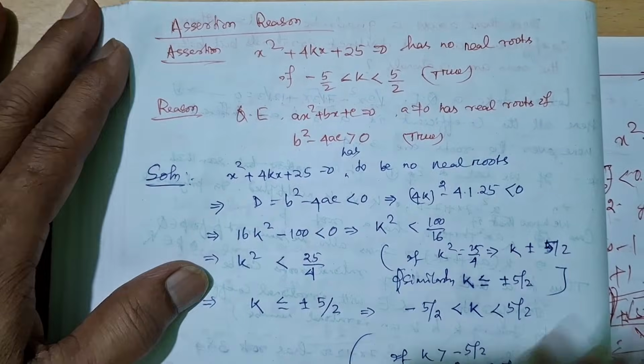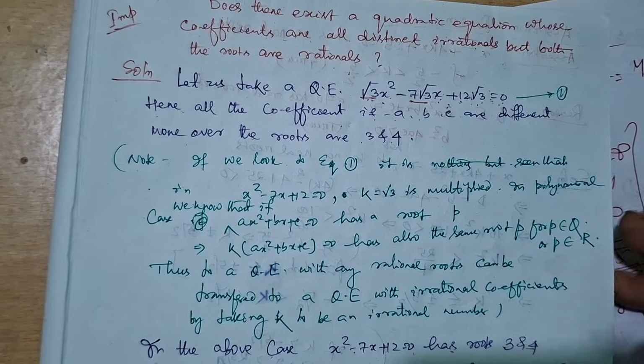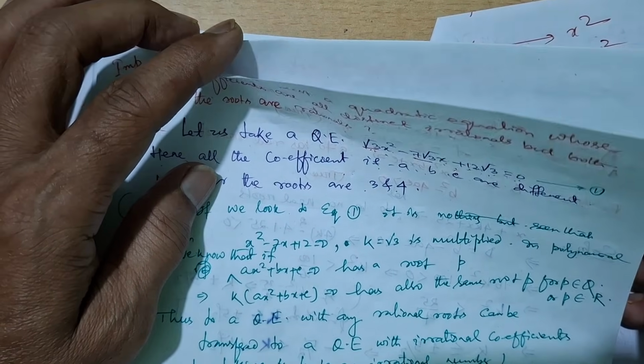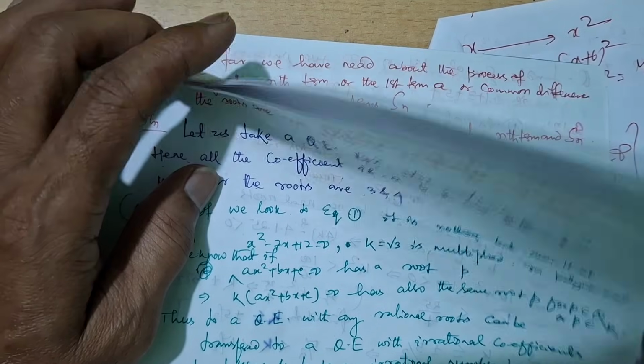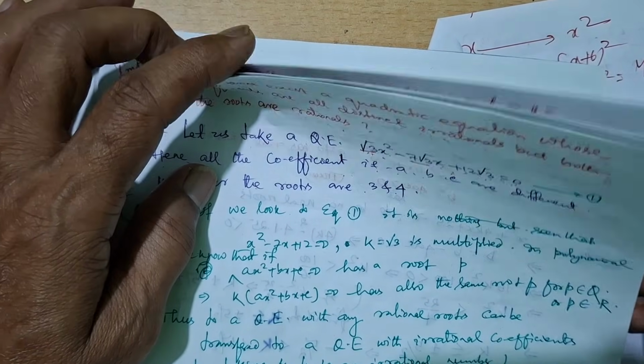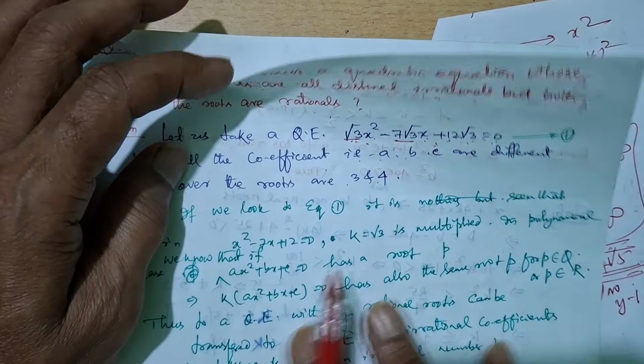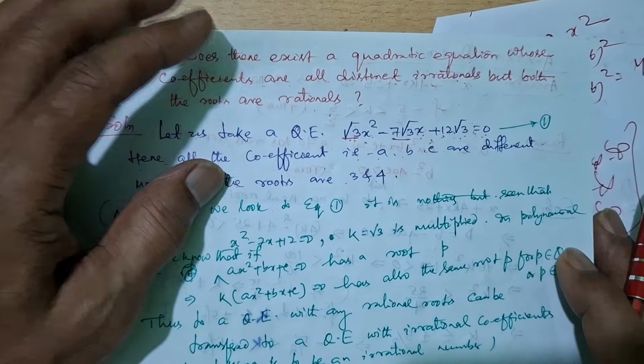Now, the assertion and reason questions I have taught you. The case study will be taught after the completion of arithmetic progressions, and that will be taught in the next class. For the timing, the quadratic equation chapter was completed. Thanks to all. Okay.